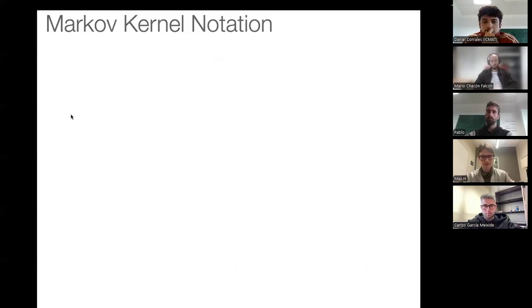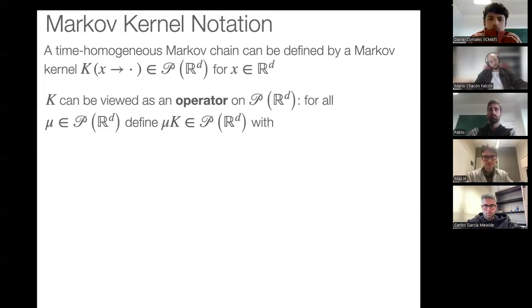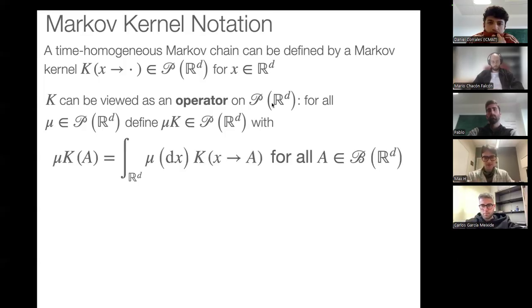Okay, now just a bit of notation to help things along. A time homogeneous Markov chain can be defined by a Markov kernel K at x, which is just a probability distribution that says that if you're at a state x in your Markov chain, it's going to tell you where to go next. For the purposes of our talk, it will be helpful to view K as an operator on the space of probability distributions. So for all mu in the space of probability distributions, we define the action of K leftwise on mu with the following formula.